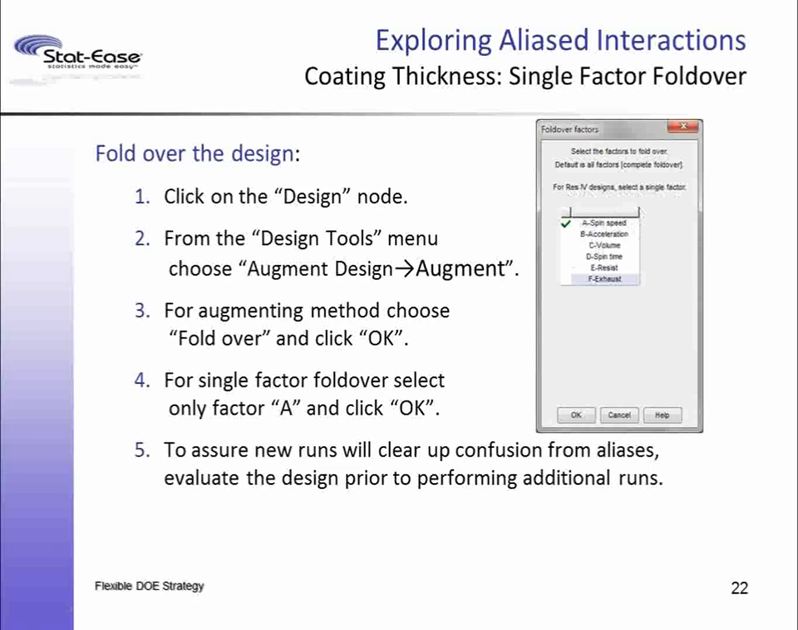It would not matter if you chose A, B, C, or E. We can choose any one of those four factors to fold over on, and it would give us the same or equivalent results. So we're going to choose A because it's first in the alphabet, and we just like to do it that way.